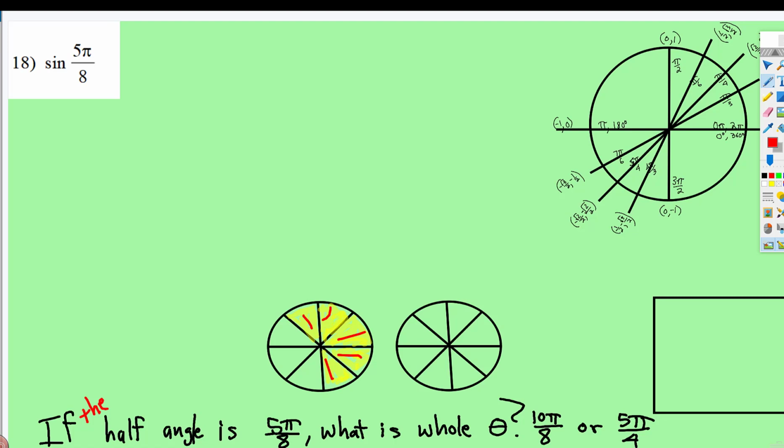When we double it, let me use a different color. So let me do another 5. So 1, 2, 3, 4, 5, 6, 7, 8, 9, 10. That's 10 pi eighths. Well, let's forget the pi's for just a second. That's 10 eighths, and that reduces to 10 fourths. Okay, so we know that the theta is going to be 5 pi fourths.